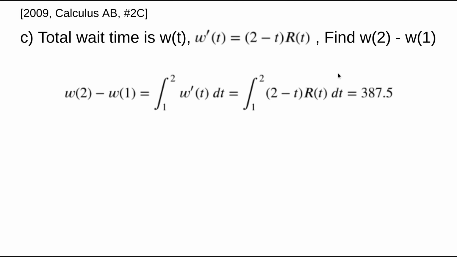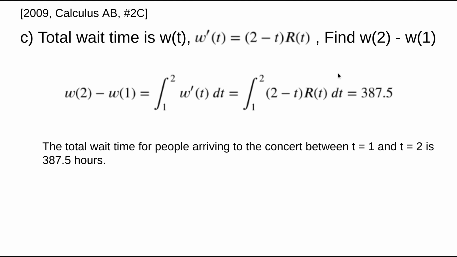Okay, this is a calculator active question. We can certainly calculate this on our calculator, and it turns out to be 387.5. So W of 2 minus W of 1 is 387.5. All right, the total wait time for people arriving to the concert between t equals 1 and t equals 2 is 387.5 hours. That just depends on how precise you want to be in your answer. Do you just want to leave it with the calculus? Do you want to verbalize what your answer is? That is up to you.